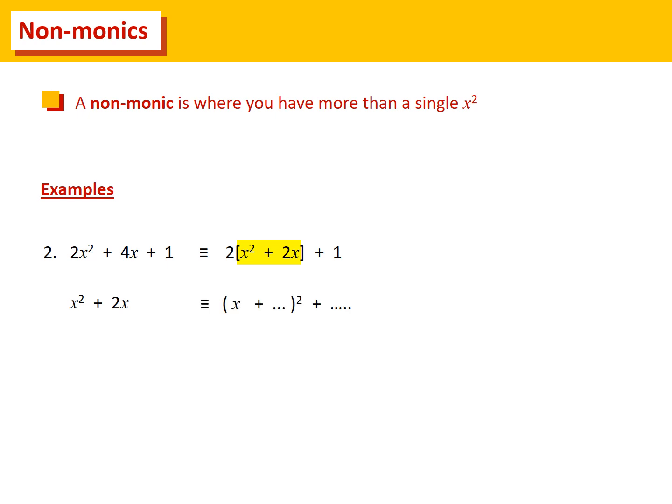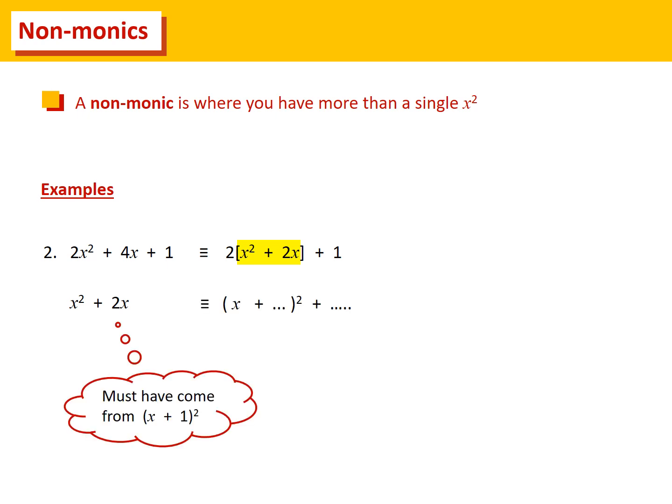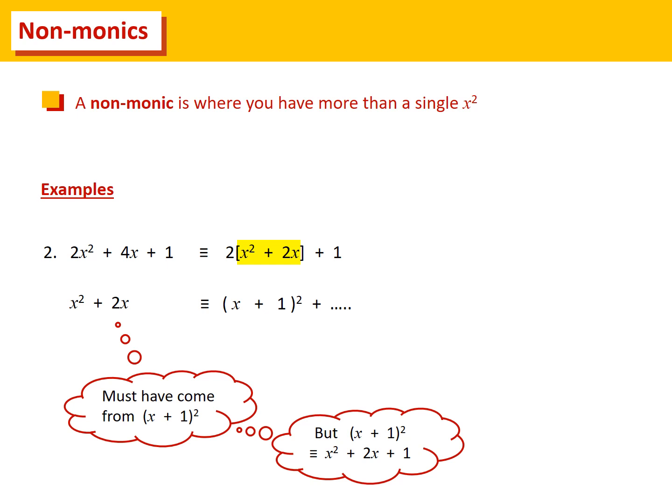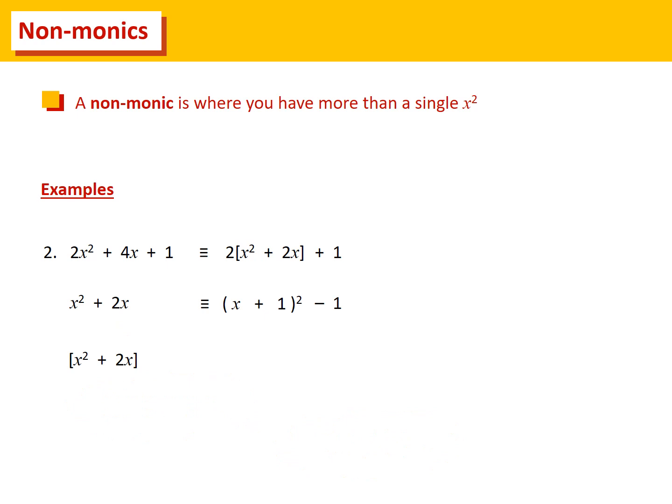X squared plus 2x must have come from x plus 1 all squared. This number in the bracket, remember, is always half the number of x. So it's x plus 1 all squared, but when we square x plus 1 all squared, we get x squared and we get 2x, which is what we've got. But we also have a plus 1 here, which we don't have. Therefore, we need to get rid of this plus 1. So now, those two things we can see here are absolutely equal to each other.